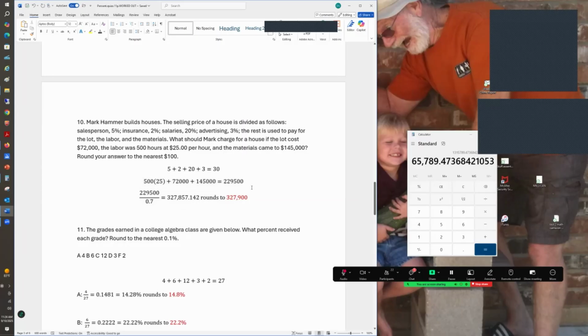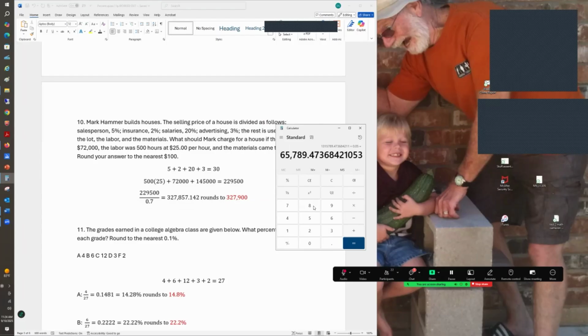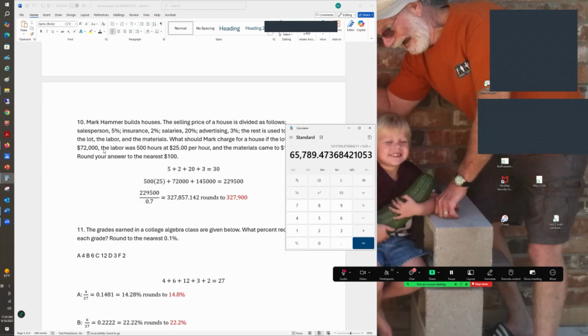Now that is the other 70%. So you divide that. I'll show it to you on the calculator because this is worth doing. Again, if you do lot first, if you say 72,000 plus 500 times 25, that will work if your calculator does the order of operations. This one here does not.